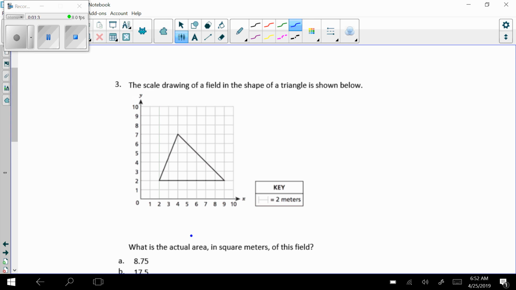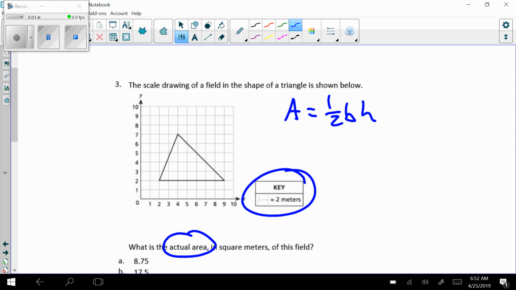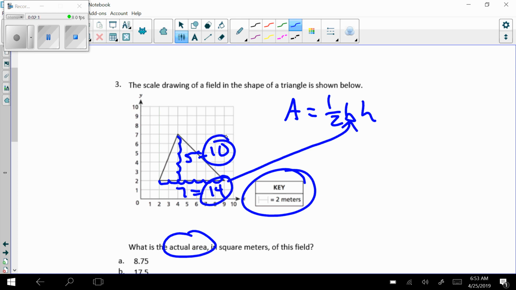Number 3, actual area. There are 3 problems in a row involving a scale factor. Actual area in a triangle. The area of a triangle is on the reference sheet: 1/2 base times height. But the key is that each one of those is 2 meters. So when you count the base, you get 1, 2, 3, 4, 5, 6, 7, but 7 is really 14 because each one is 2. Then your height, 1, 2, 3, 4, 5, is really 10. So your base is 14, so your 14 would go here, and your 10 would go there.